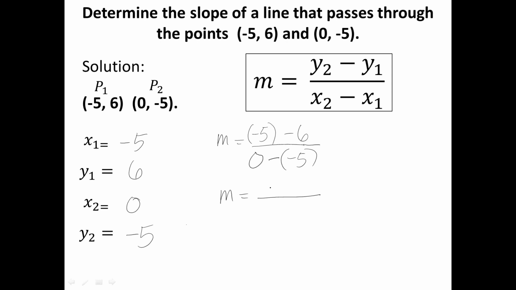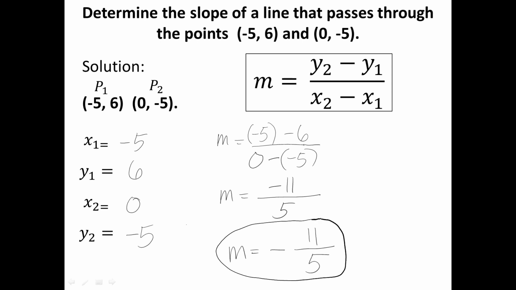Then m, or the slope, is equal to negative 5 minus 6. With the same sign, we have negative 11, so add the two integers. For the denominator, you have to multiply, and it becomes positive 5. So our final answer should be m is equal to negative 11 over 5. So this will be our final answer.